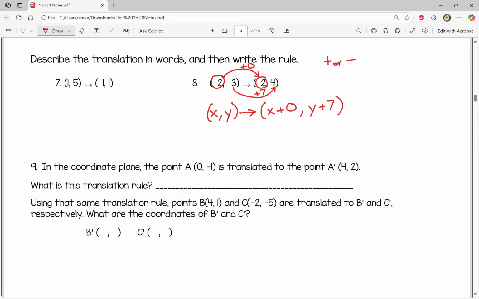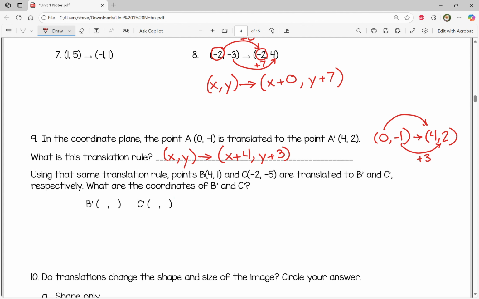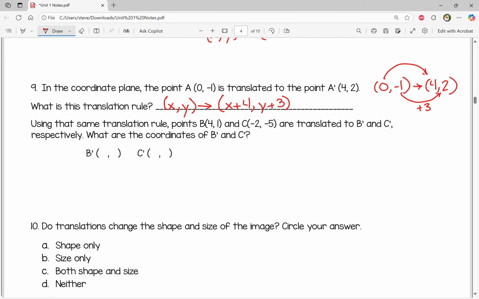So let's see that in action in number 9. In the coordinate plane, it says the point A, 0, -1, is translated to the point 4, 2. So our rule is going to tell us, how do I go from 0 to 4? Well, that's obviously adding 4, so we're going to be doing x plus 4 for that one. And then we start at -1 going to 2, so I'm adding 3 here. So x plus 4, y plus 3.